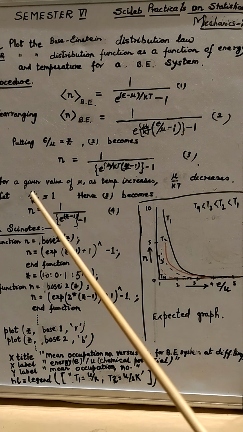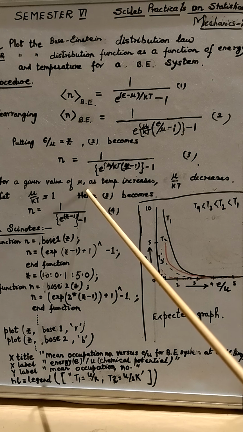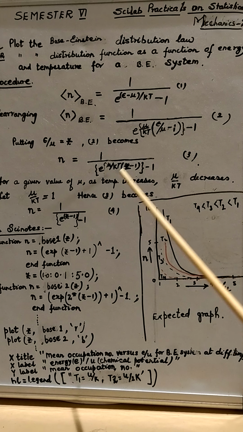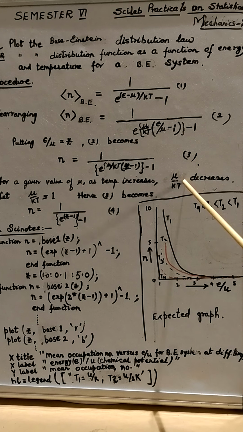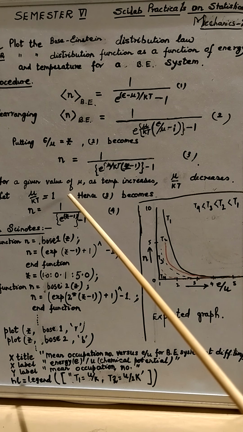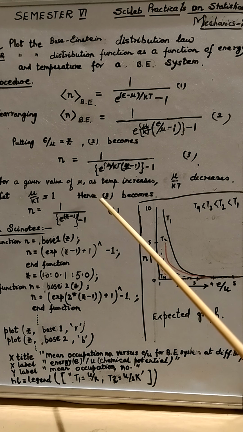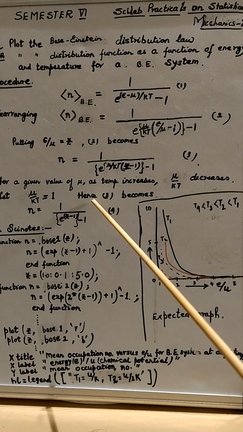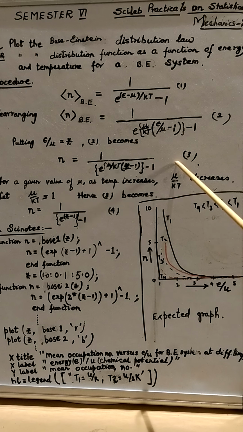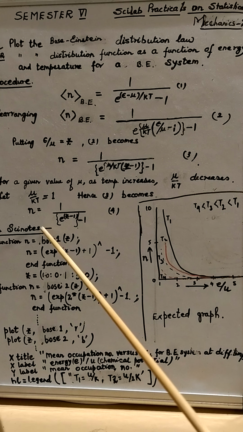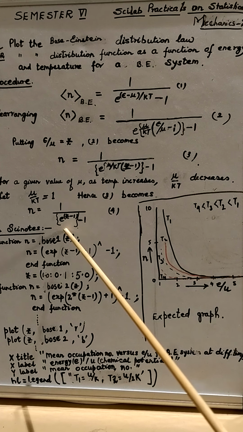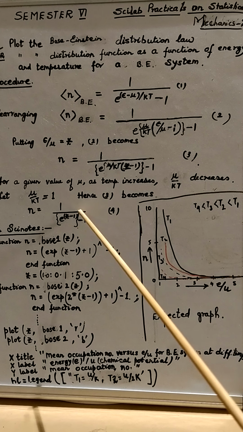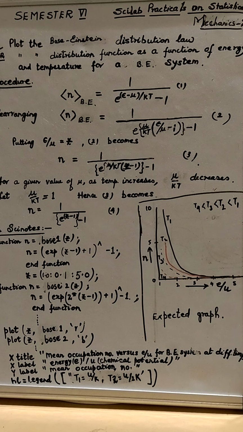Now you can see from here, for a given value of chemical potential mu, as temperature increases, mu by kT decreases. So in the first case, we will take mu by kT equal to 1, and this equation number 3 then takes the simple form of n equals 1 by e to the power (z minus 1), and then outside the curly brackets I have minus 1.